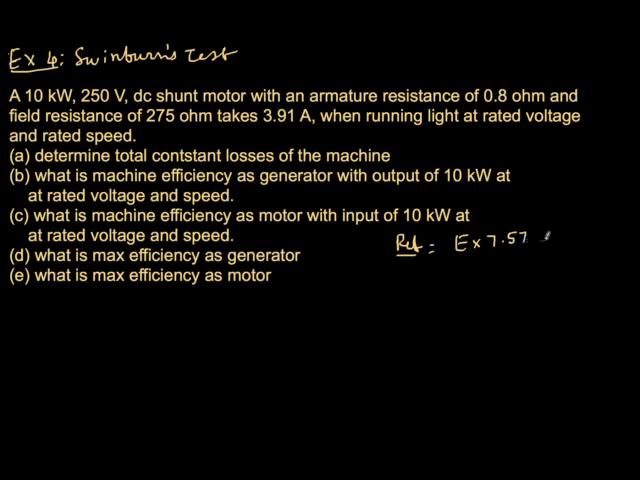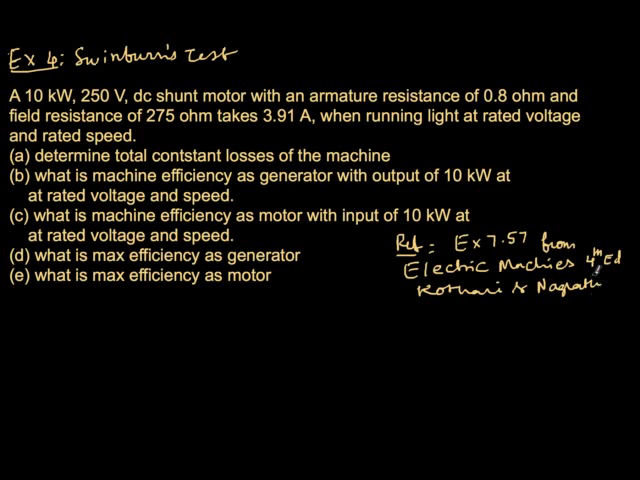7.57 from Electric Machines. This is the name of the textbook, and this is the fourth edition, and this is by Nagrath and Kothari. So Kothari and Nagrath are the authors of this book, and this book covers a lot of other machines also, and this one is specifically for this particular Swinburne's test.